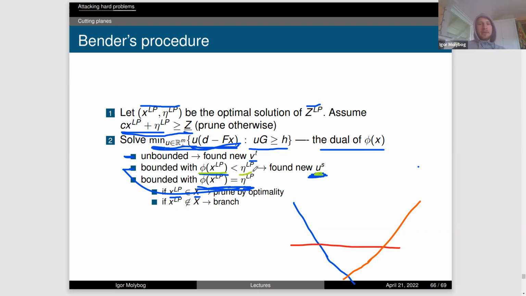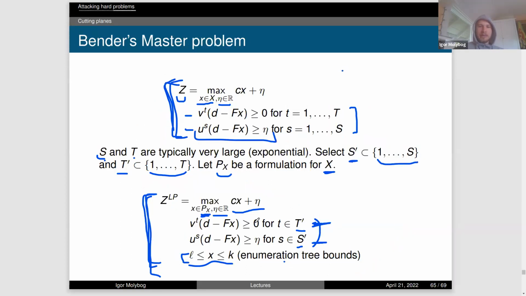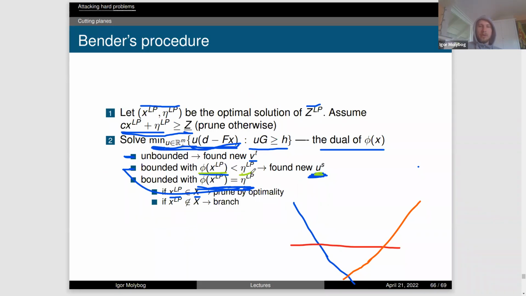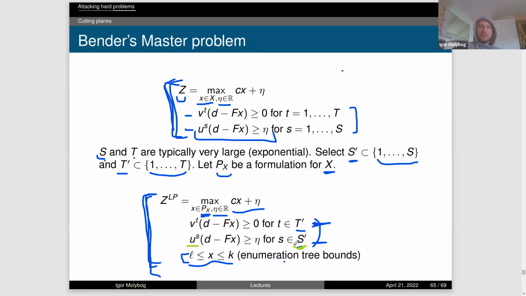Now, eta LP is something that is not precise. Eta LP is only guaranteed to be less than or equal to U times d minus f x, only for those extreme points that you have considered so far. Therefore, there might be U's that have a value still smaller than your value eta LP, that are not included into this set. Do you agree with me?